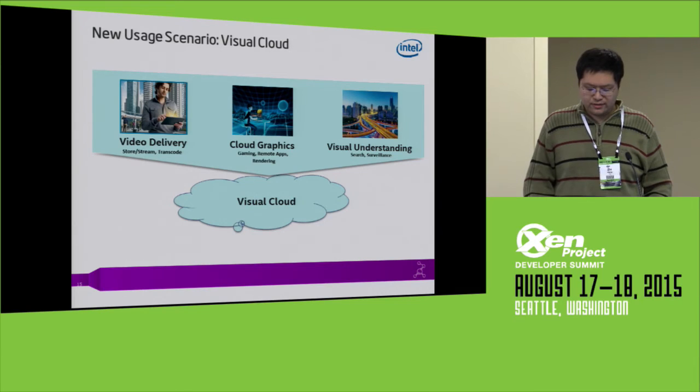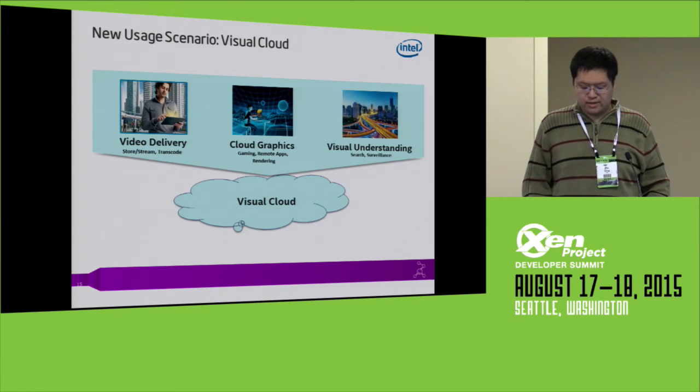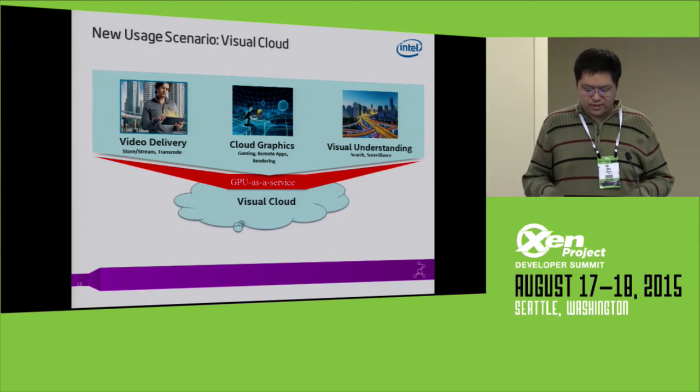And for visual understanding, it usually uses complicated algorithms to recognize meanings from pictures, and because we support OpenCL, the open computing language, such use cases inside VMs can also benefit from GPU acceleration. So the GPU has become a very basic foundational service in Visual Cloud.